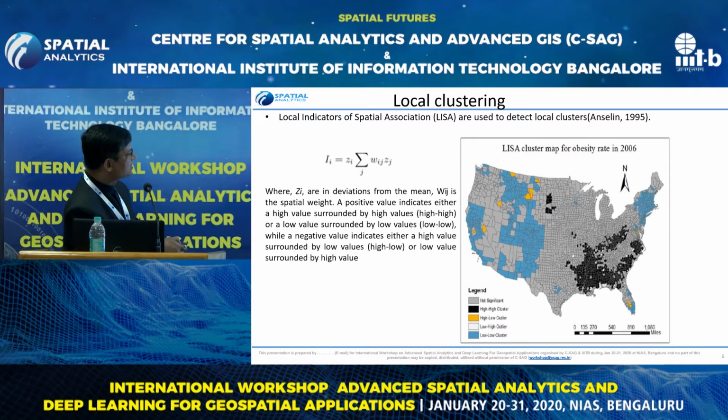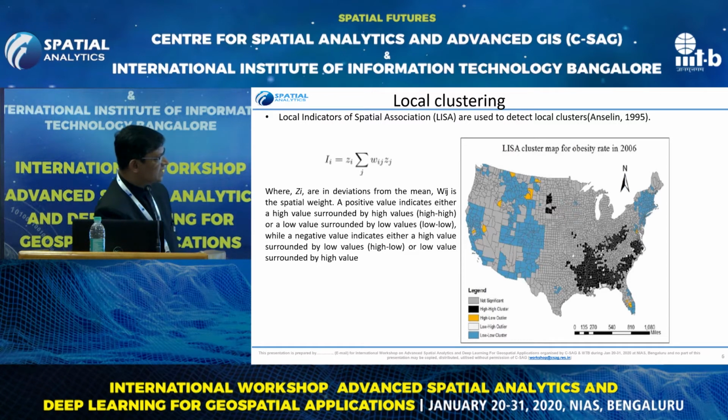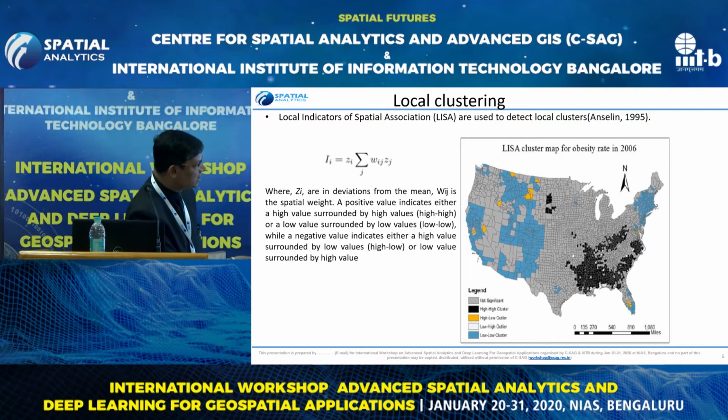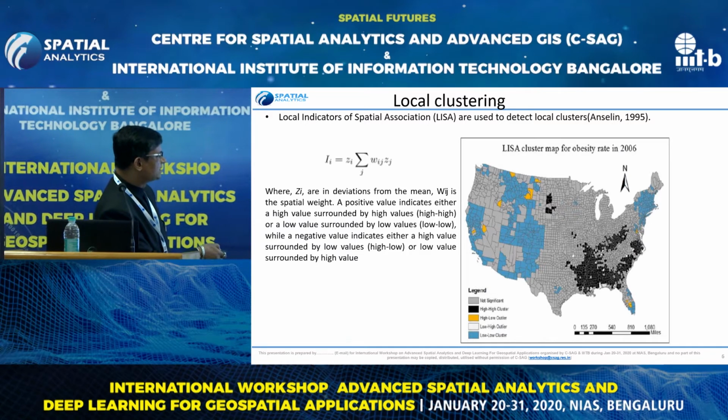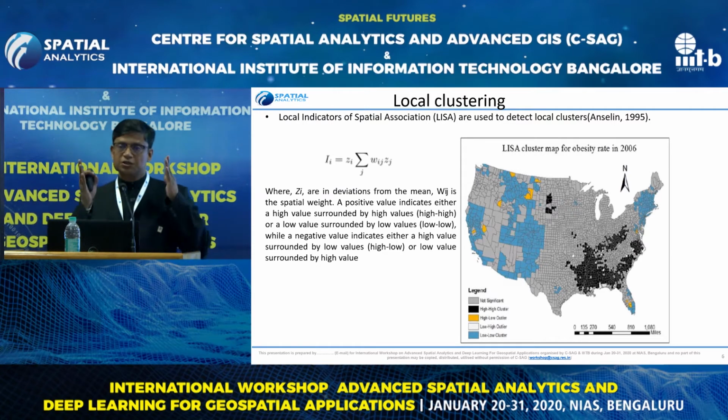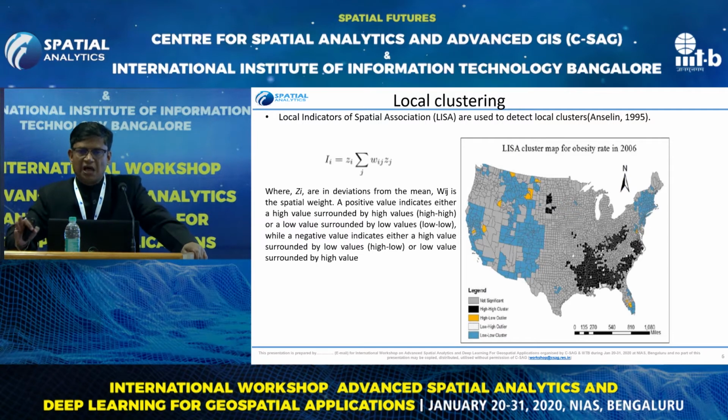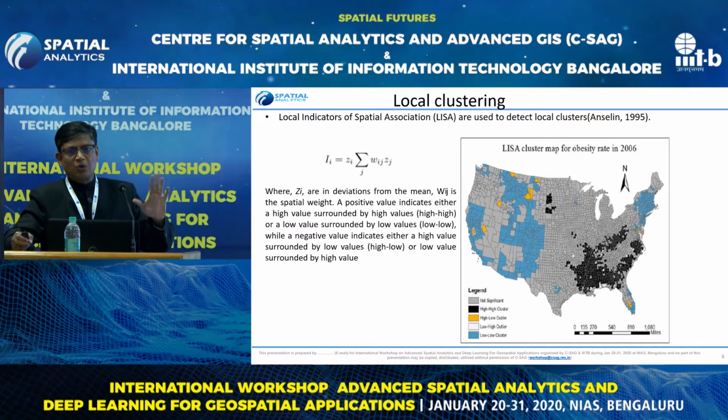Here, zi is the deviation from the mean value, and wij is the spatial weight. You assign a spatial weight to it, and a positive value indicates that a high value is surrounded by high values. This is the same obesity study here. You see in these counties, the high values are surrounded by high values, and there is a low value surrounded by low values. As you see, these are the low clusters. So in spatial analytics, this gives a tool where you can analyze.